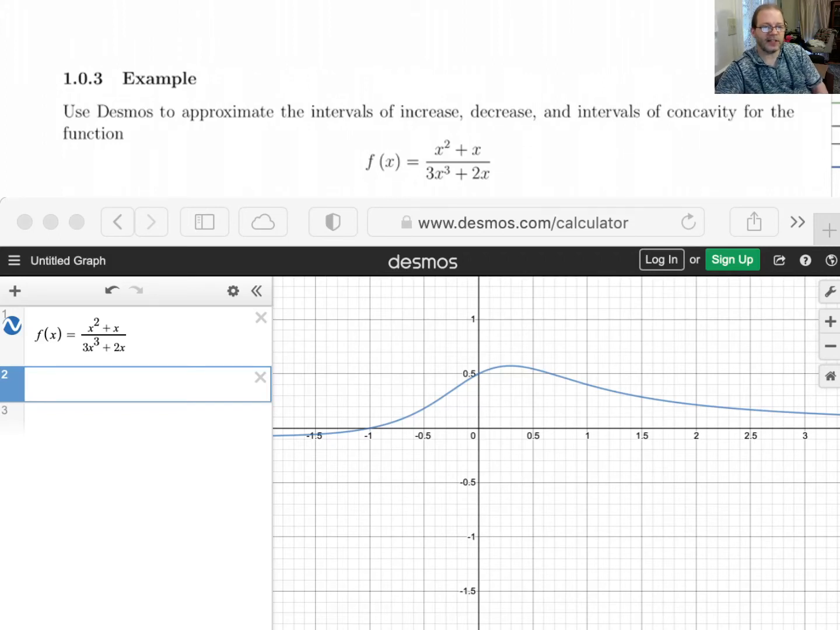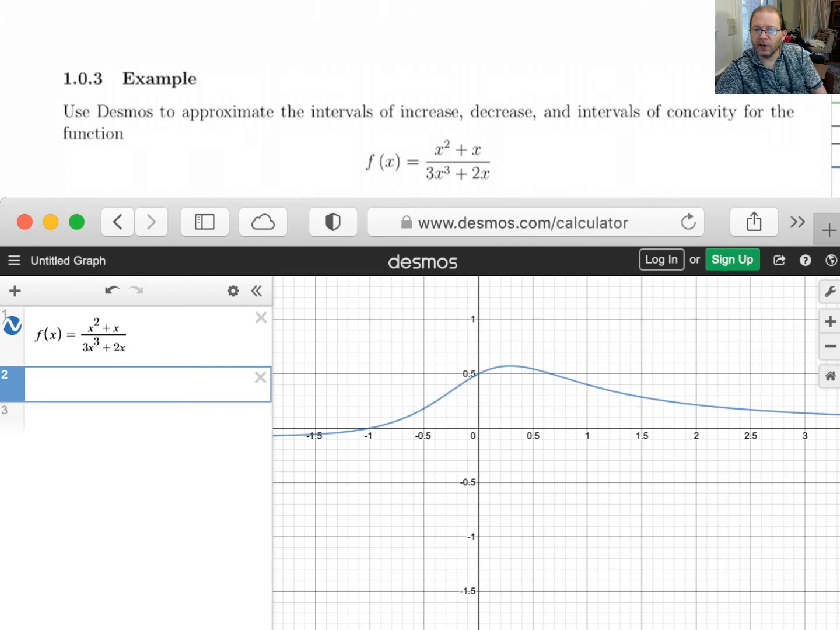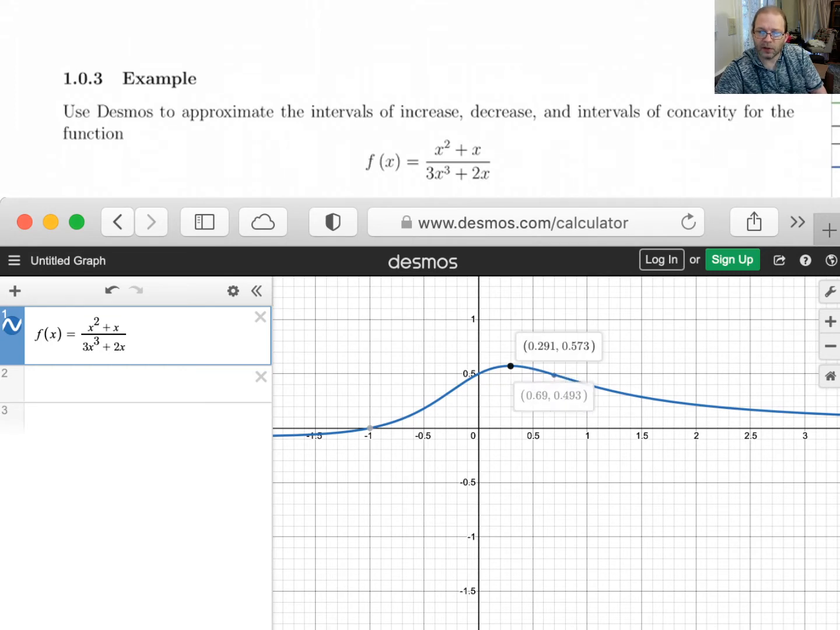All right, let's look at this last example in this section. Use Desmos to approximate the intervals of increase, decrease, and intervals of concavity for this function. All right, so I've already got it plugged into Desmos, and we can look at it and see it looks like this. Up here is a maximum, and then it's decreasing along here. It's increasing along here.